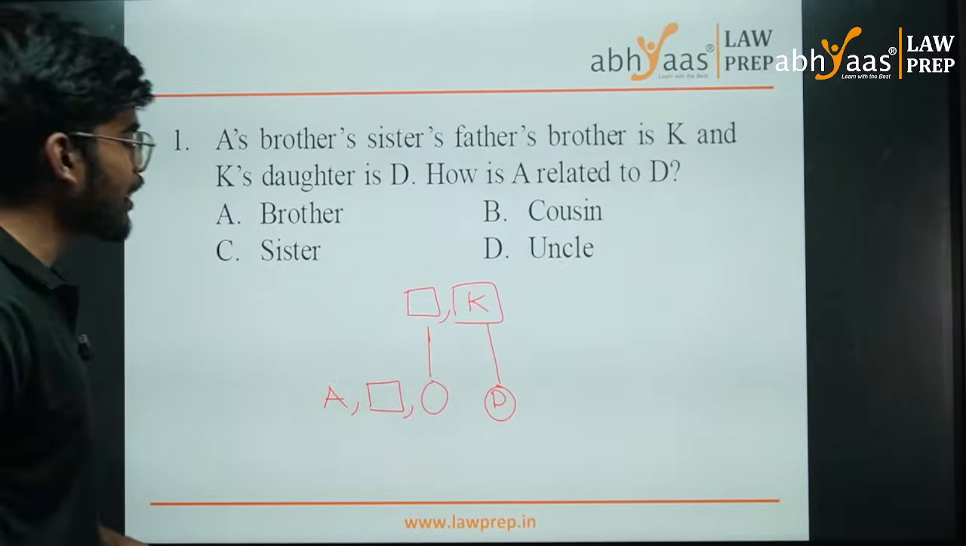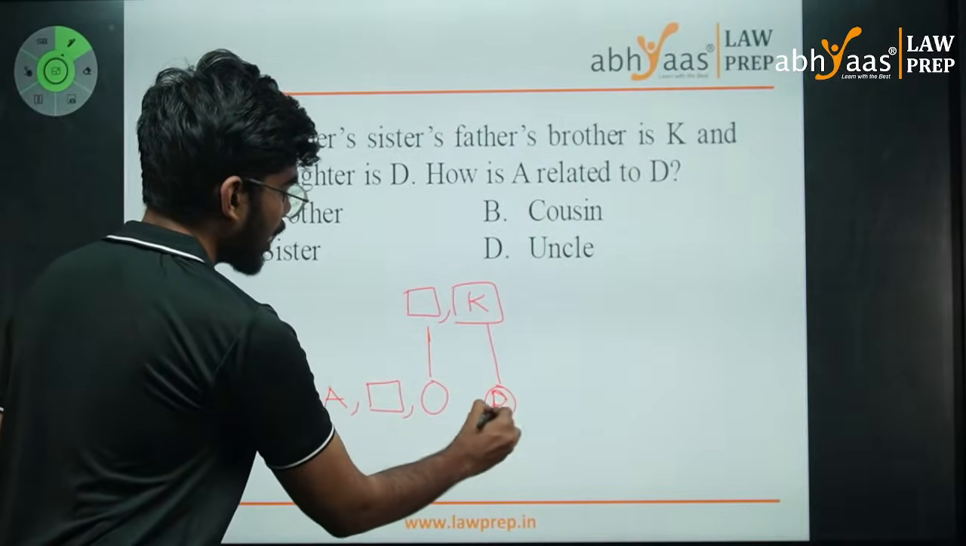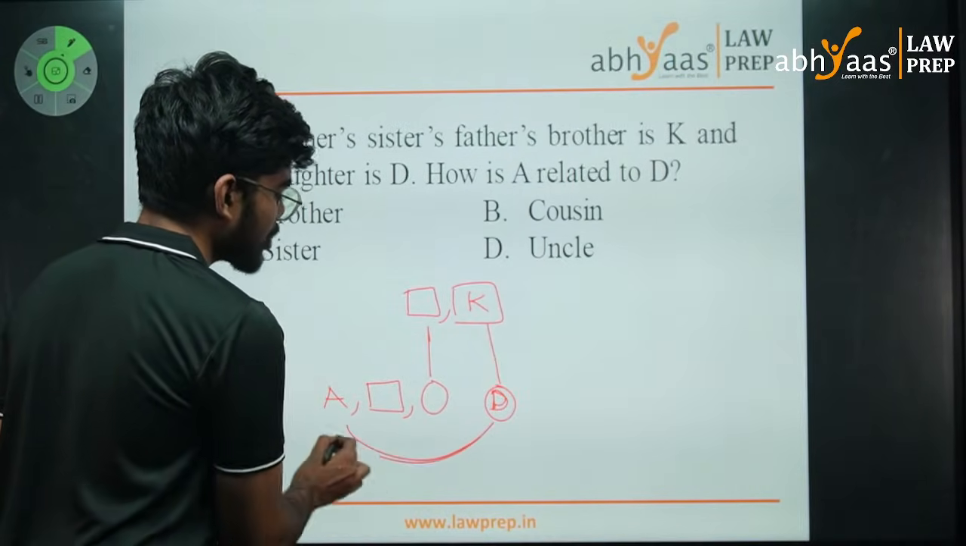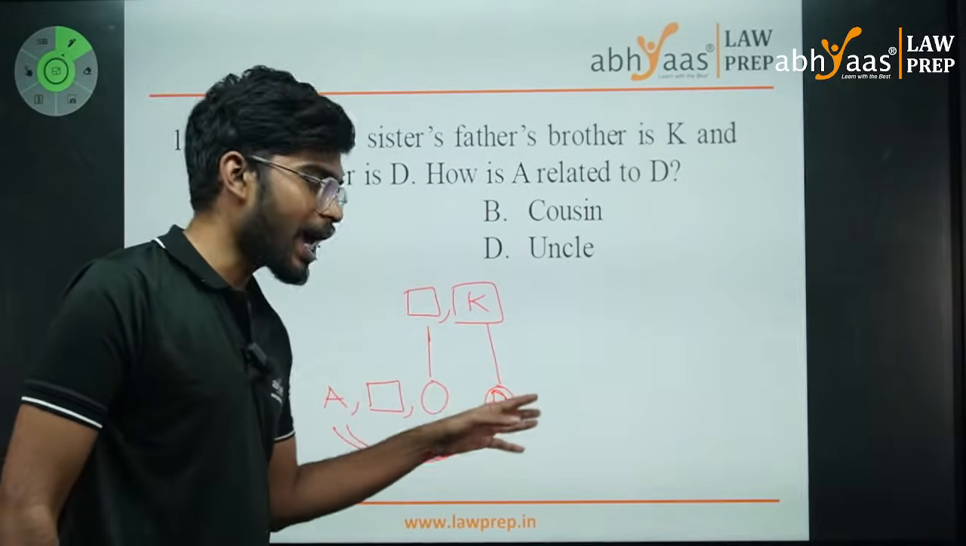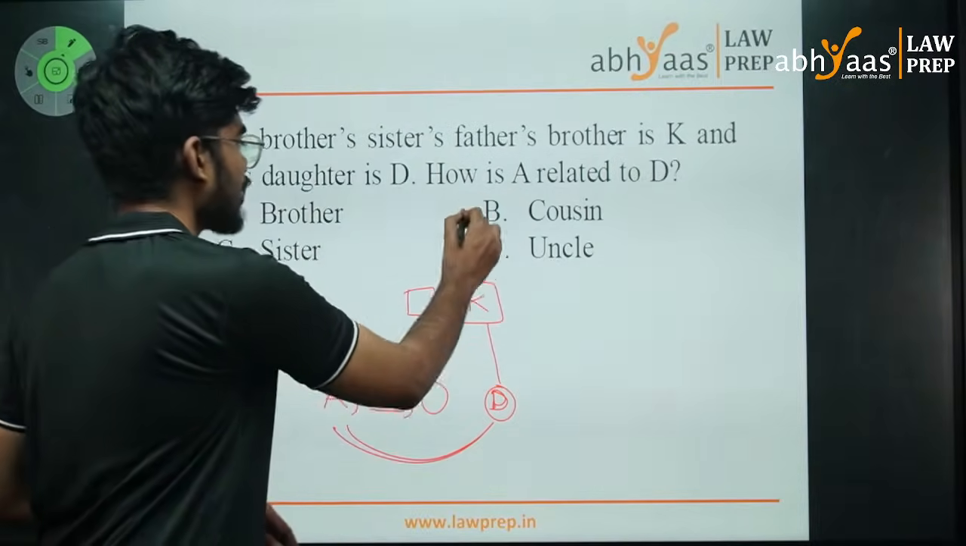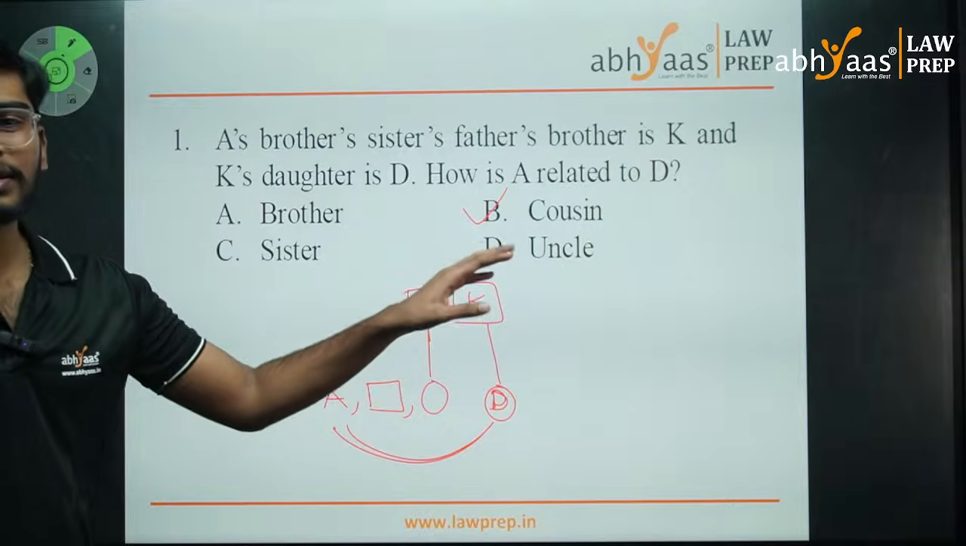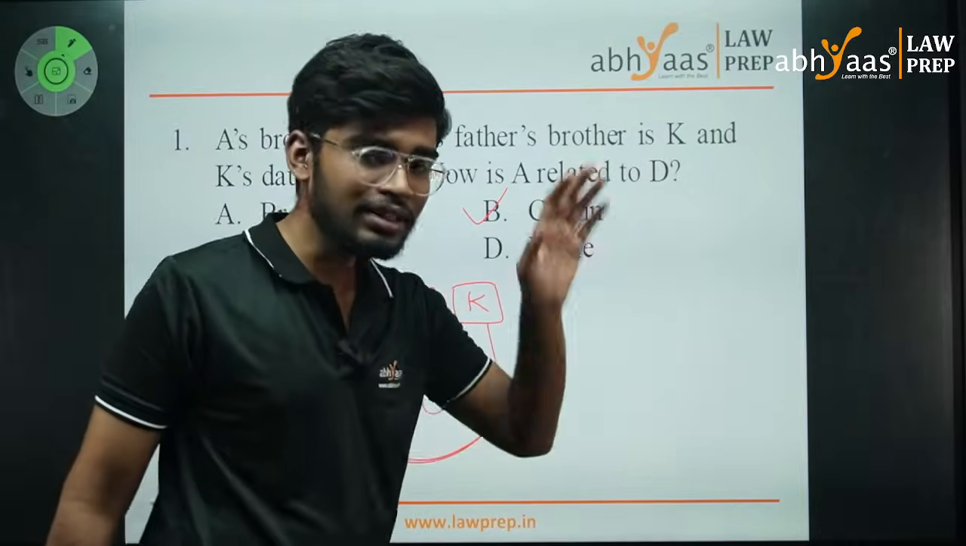How is A related to D? Just tell me. Of course, it is the same gender, but it is not a direct blood relation. So we say that D is a cousin. It might be a cousin brother or cousin sister, it doesn't matter. Cousin means cousin. That's it.